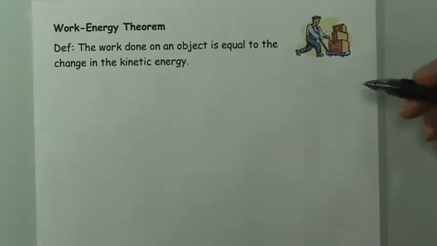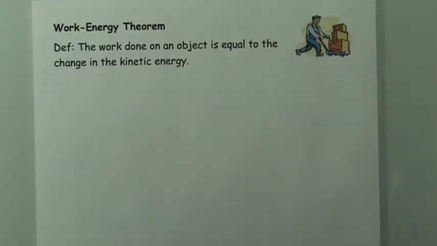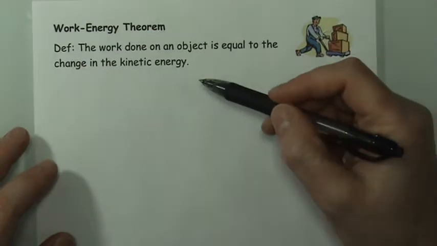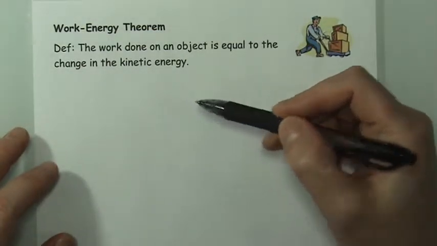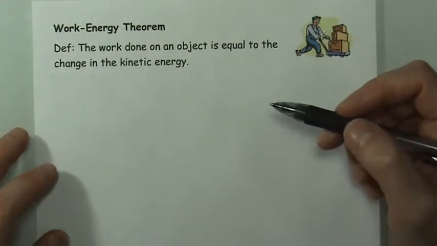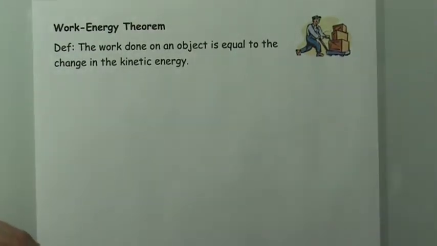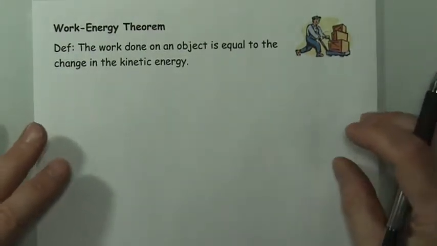kinetic energy. Or that is to say that one of the things that you can do with work is that you can change the kinetic energy of an object. That means that you can speed it up or you can slow it down. Before we write the equation for the Work-Energy Theorem, we can actually derive this from a previous equation that we looked at back in kinematics when we were looking at accelerated motion.